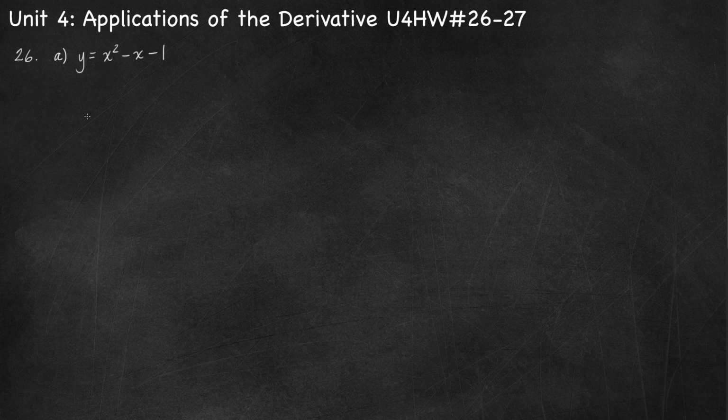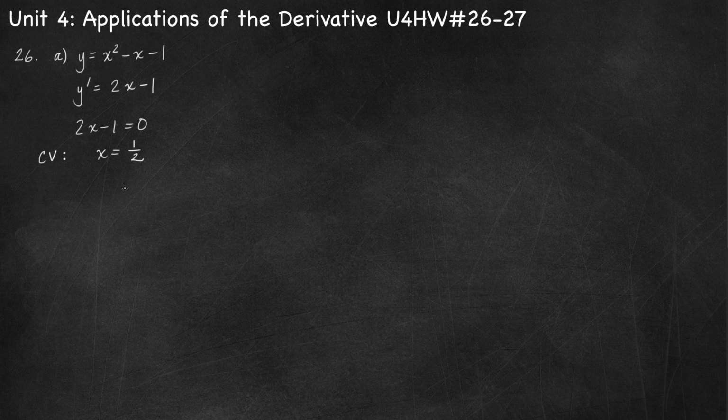So we start by finding the critical values. Critical values are the values of x where our derivative is equal to 0 or undefined. So we find the derivative. The derivative of x squared minus x minus 1 is 2x minus 1. Now we're going to set our derivative equal to 0 and solve. So we'll add 1, divide by 2, I get x equals 1/2. That's the only value for which the derivative is equal to 0. So that's my critical value.